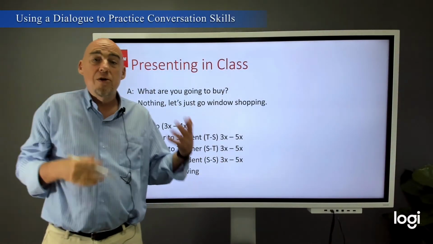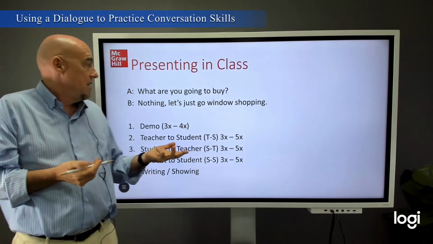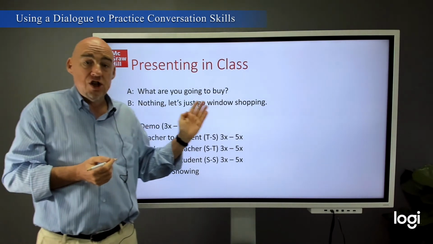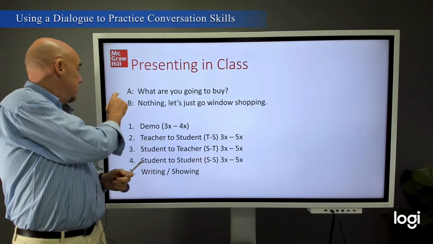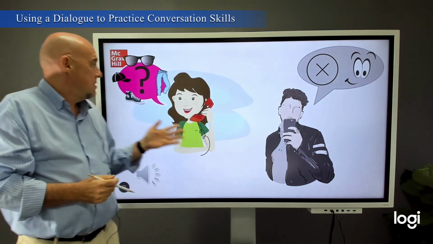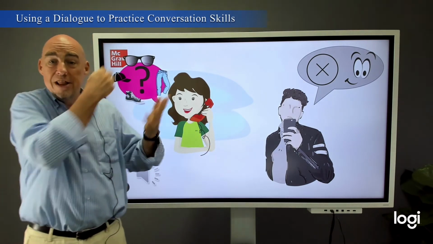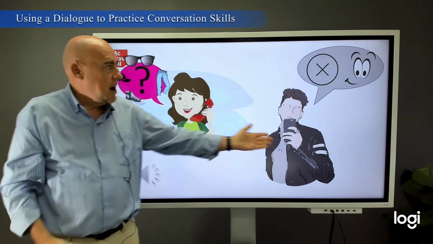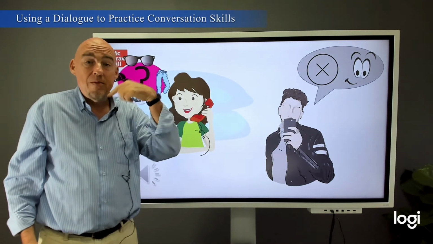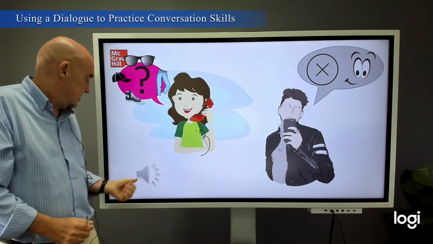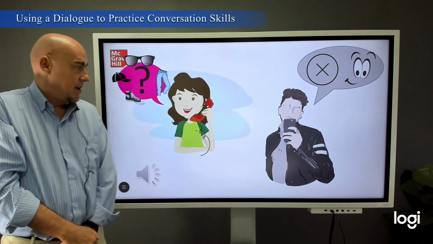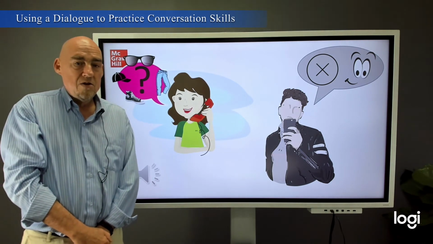Next, we're going to do the final 2 lines. The final 2 lines, what are you going to buy? Nothing. Let's just go window shopping. So here's my example. What are you going to buy? Question with lots of things. Nothing. I'm just going window shopping. So window shopping, just the eyes there. Let's listen one more time. What are you going to buy? Nothing. Let's just go window shopping.